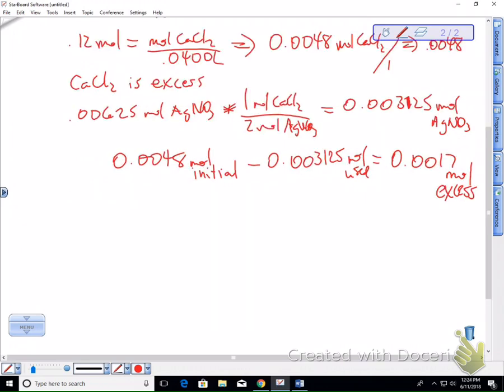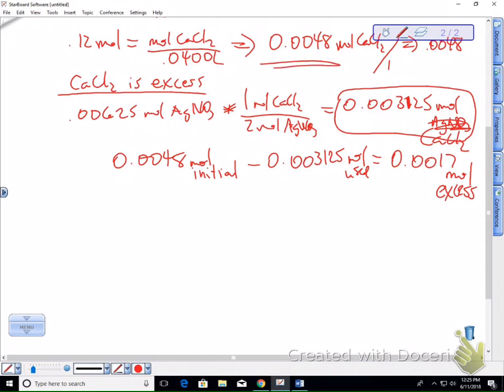All right, so we figured out that the silver nitrate is limiting, so therefore the calcium chloride was excess. But in our math here, we had to start with the limiting reactant, and then we used our ratio to figure out that we're going to need 0.003125 moles of the calcium chloride. So that's what we need. We know from this number here how much of the calcium chloride that we had initially, and I'm subtracting what I've just calculated to be used, and then this is my moles of excess. So we finished the problem as far as finding the moles of excess.